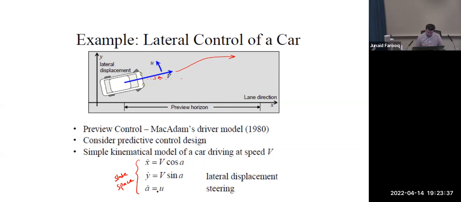and the y changes as v sine of a, right? So v is not an input; it's just a car driving at some speed. What you do is simply you change the steering, right? So u is the steering, and steering just changes the angle of that movement. So you simply are trying to steer a car which is moving at a constant velocity.